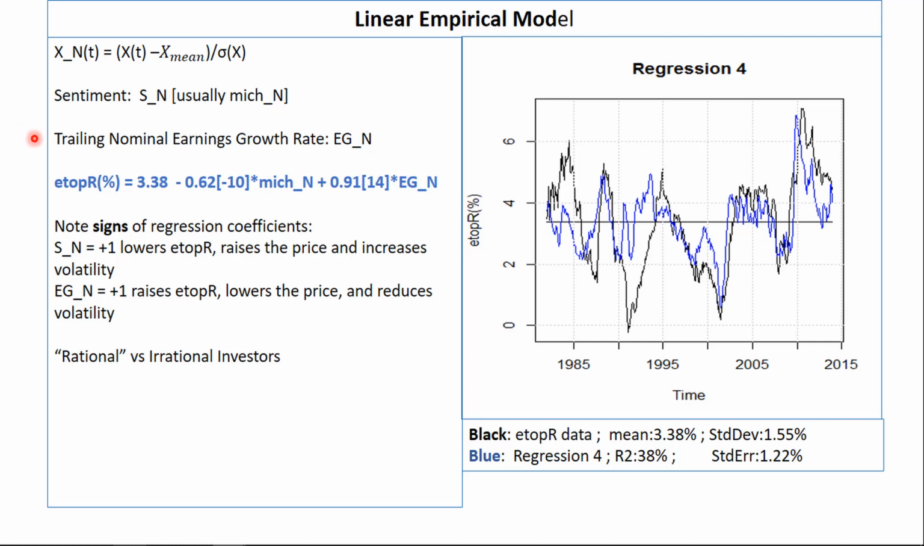The other variable that we're going to look at is the trailing nominal earnings growth rate, which is defined as the growth rate over the previous year. It's the rate, not the arithmetic gain, to keep it in line with the concept that it's the rates that are important to investors.